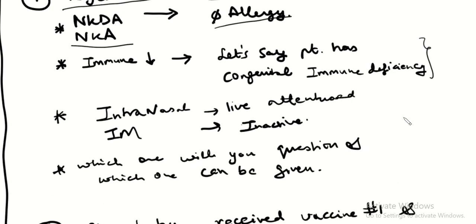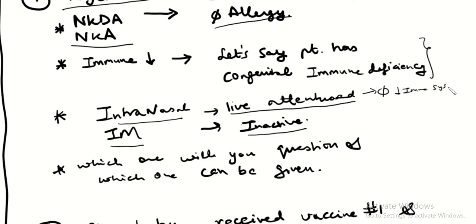When we're giving flu shots, you have an intranasal flu shot and an IM flu shot, right? Intranasal is live attenuated, whereas intramuscular is an inactive vaccine. So remember, live attenuated vaccines you can't give to somebody with a decreased immune system. So because she has congenital immune deficiency, what's safe for us to give her would be an inactive intramuscular flu shot. Okay? See how easy this is?